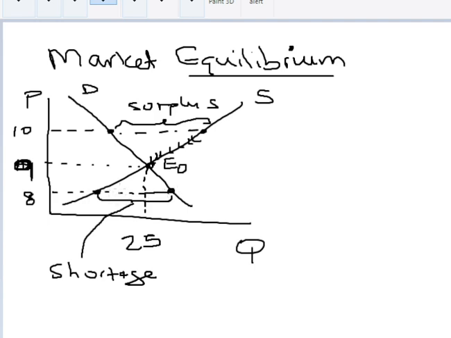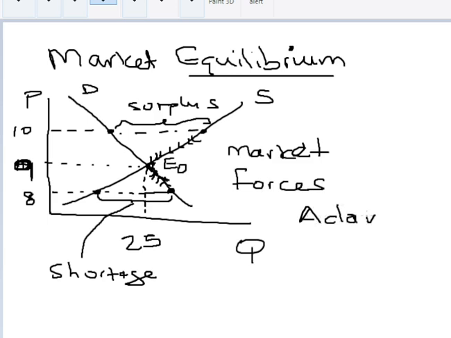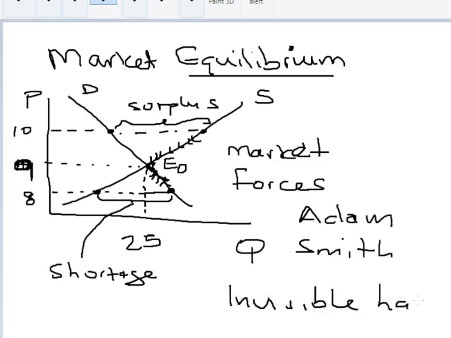And so because of that, some buyers might get creative and buy the goods and then resell it to other customers. And so for that reason, the price is going to be bid higher. And so the price is going to be bid up towards the equilibrium. And so we see that market forces act to bring us back to equilibrium. So this is what we mean by market forces. And this is what Adam Smith was talking about, when he mentioned the whole idea of the invisible hand theorem. The invisible hand theorem. So there we go.